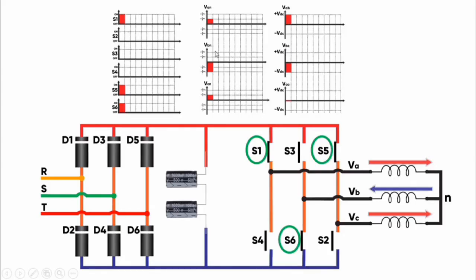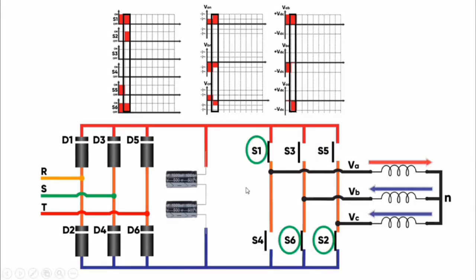VBC means the difference between VBN and VCN. If we subtract these two from each other, this is what we get. VBN minus VCN ultimately gives us minus VDC, as you can see here, and this graph is also VCA, which is VCN minus VAN. If we subtract these two, the result is 0.